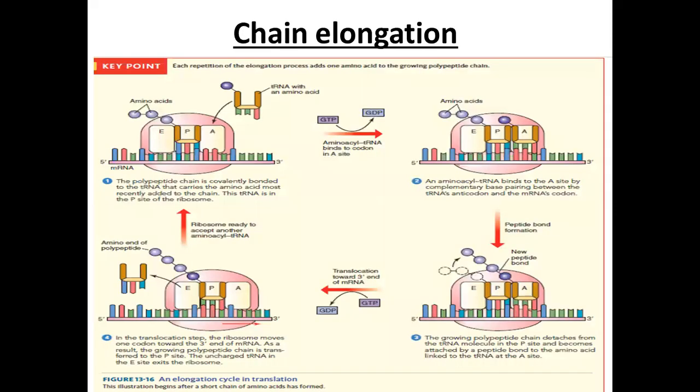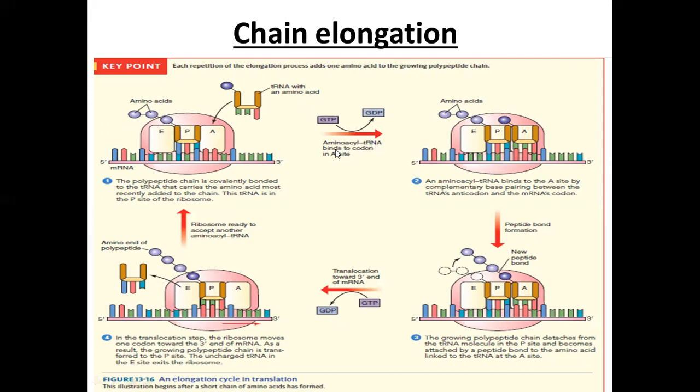So after initiation, during chain elongation, we have the polypeptide chain, which is covalently bonded to the transfer RNA carrying the amino acid most recently added to the chain. So we have this transfer RNA in the P site.